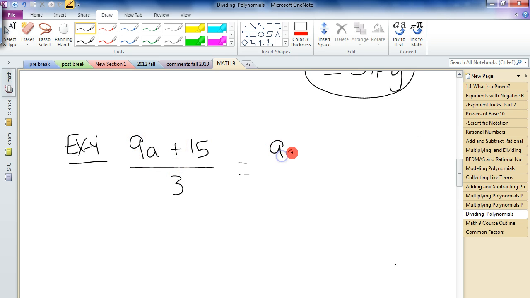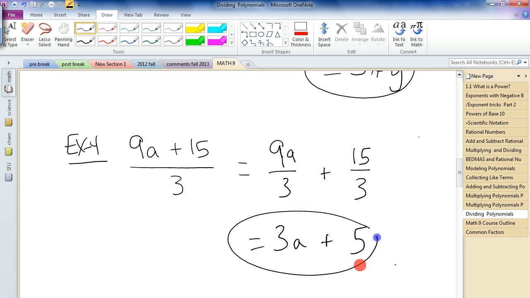9a is being divided by 3, and 15 is being divided by 3. So we're just splitting it up. And then we just do any dividing that we can. The a's, nothing can happen with them because there's no other a down here, but 9 divided by 3 is 3. Don't forget the a. Plus 15 divided by 3 is 5. There's no variables. The answer is just 3a plus 5.